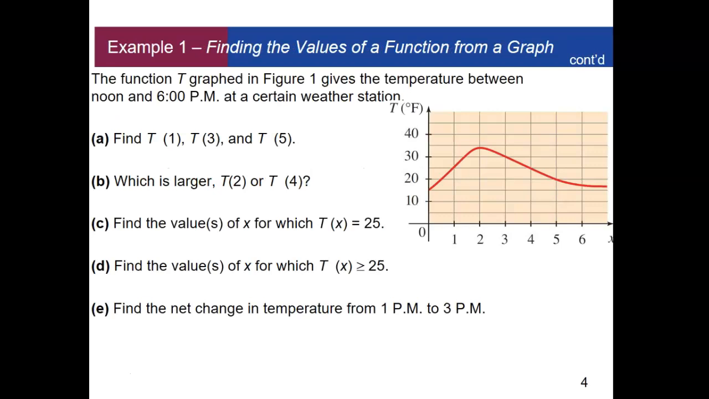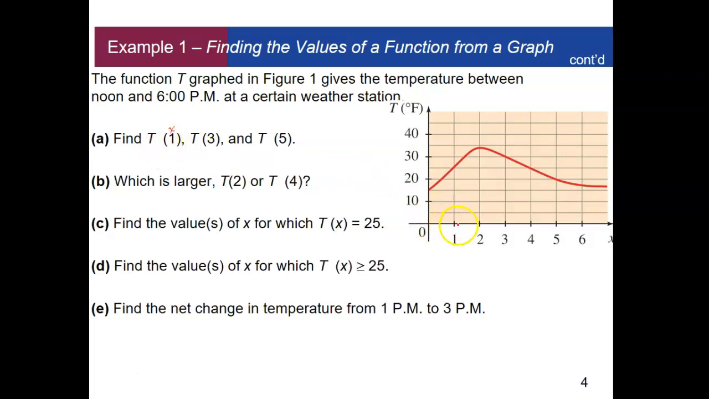Okay, on this example here, we have a function T that's graphed. It gives the temperature between noon and 6 p.m. at a certain weather station. So we're asked to find a couple different values. Before we would have an equation for T, but now we have a graph to get our information from. T of 1 just means that this is the x or my input, and I've got to get the output or the dependent value out from that.